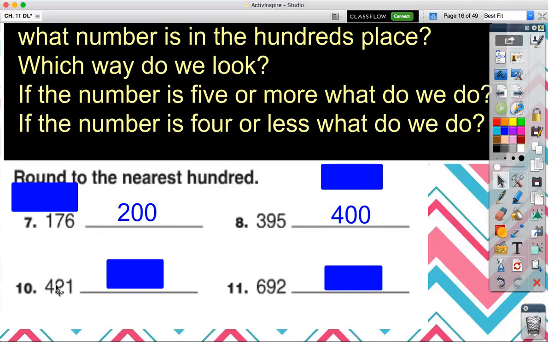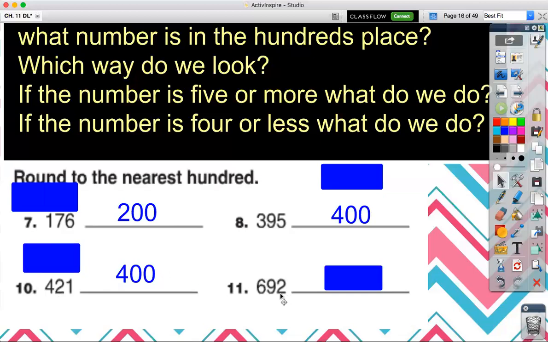I know. Okay, so here's 421. What number's in the hundreds place? The 4. Which way do we look? If we're looking to the right, is that number 5 or more or 4 or less? Yes, that number is 4 or less, the 2. So what do we do with this 4? We're going to keep it the same, and then we're going to change the rest of our numbers into zeros. Good job.